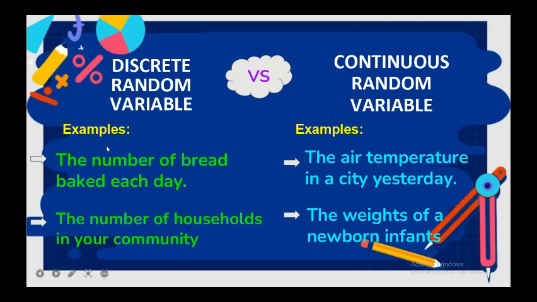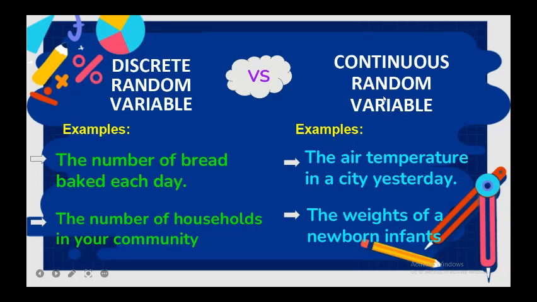So we have here examples for the discrete random variable. Example, the number of bread baked each day. You can count how many breads are baked each day. Another example of a discrete random variable is the number of households in your community. So, how many houses are there? Again, the number of households in your community. We can count it. How many households are in our community?